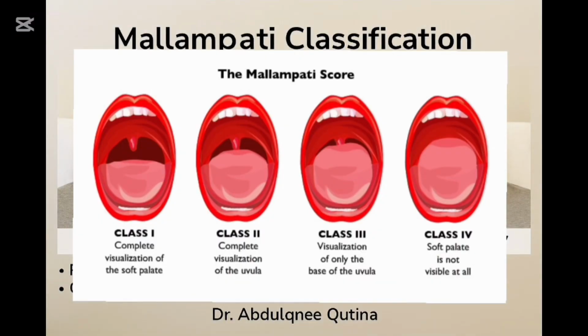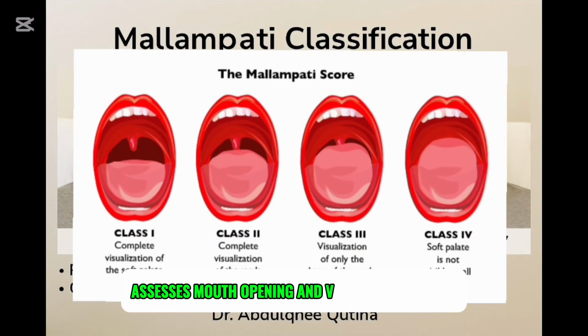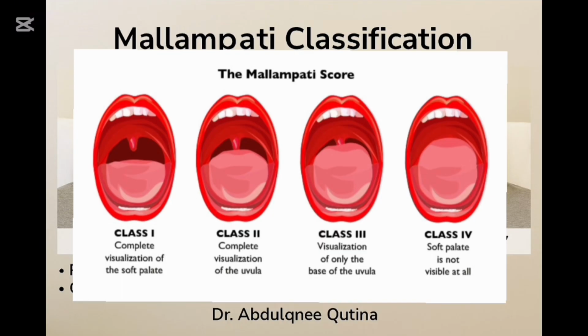Mouth opening assessment, Mallampati score. The Mallampati score assesses mouth opening and visibility of airway structures. Class 1 indicates a low risk, while classes 3 and 4 suggest a potentially difficult airway. This simple bedside test helps anticipate intubation challenges.